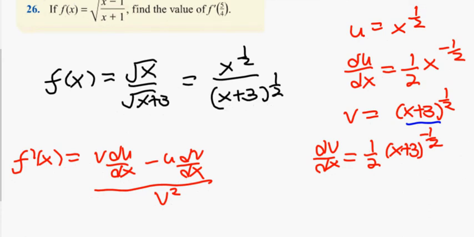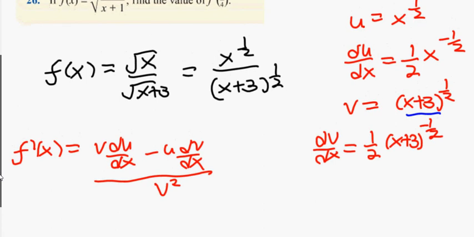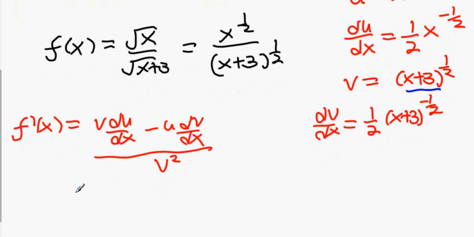Okay? Now we're back on here. Now, I don't think that's where the problems lie. I think the problems lie in the fractions. Okay? That's where we're getting stuck. So it's going to be v. v is (x plus 3) to the power of a half.